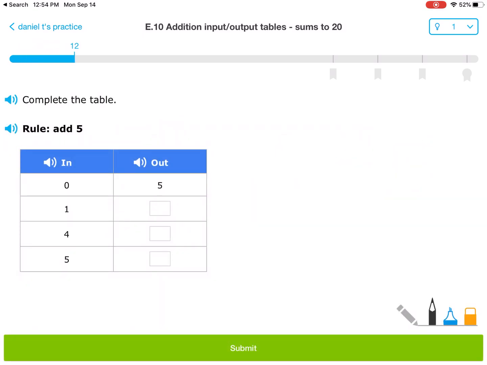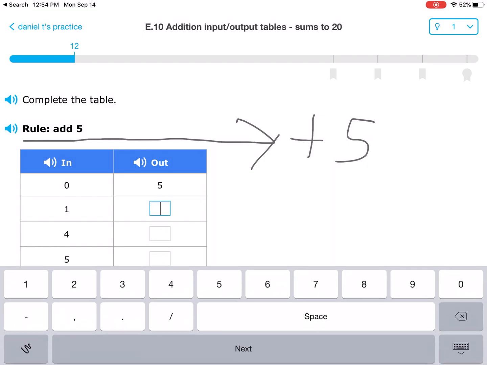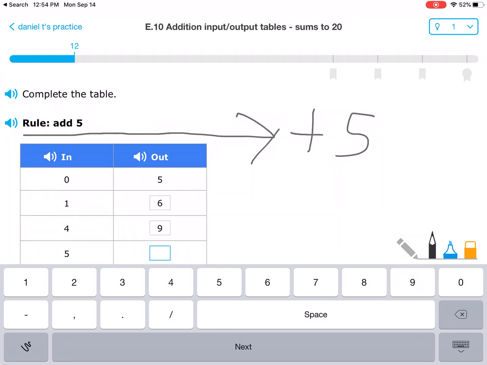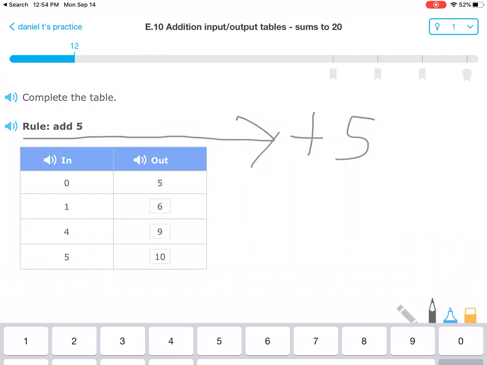Now they want us to add 5. So moving from left to right, I want to add 5. So 0 plus 5 is 5. What's 1 plus 5? If you said 6, you're correct. 4 plus 5 is 9. 5 plus 5 is 10.